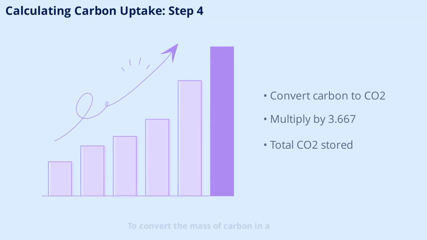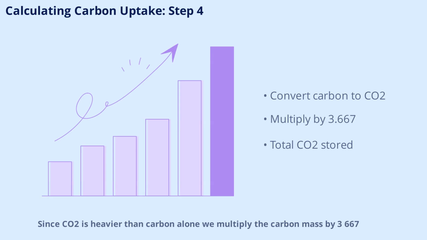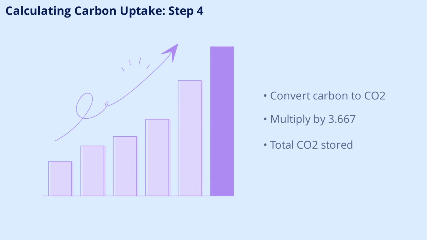To convert the mass of carbon in a tree to the mass of carbon dioxide sequestered, we use a simple ratio based on molecular weights. Since CO2 is heavier than carbon alone, we multiply the carbon mass by 3.667. This gives us the total amount of CO2 that the tree has removed from the atmosphere and stored in its tissues.